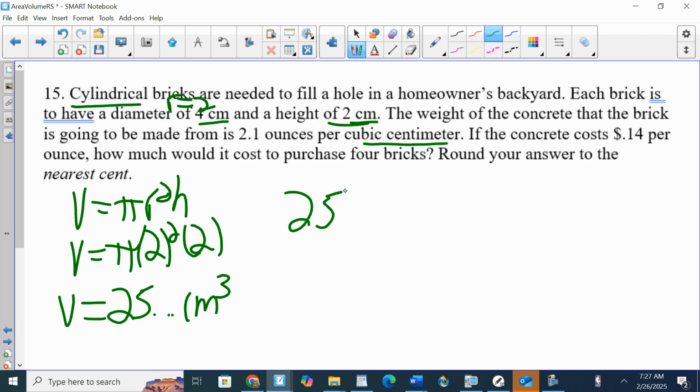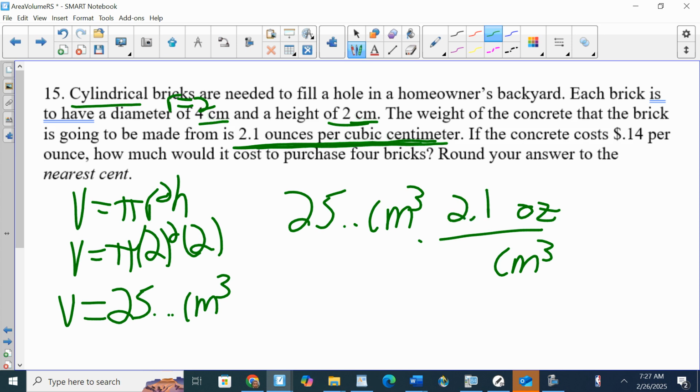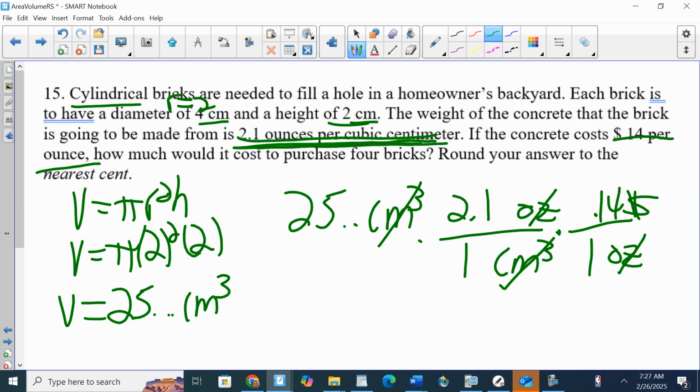Now I take my volume and I start my dimensional analysis. Cubic centimeters on bottom. I'm looking for cubic centimeters. There it is. I'm going from cubic centimeters to ounces. 2.1 ounces for 1 cubic centimeter. Now I have ounces. I'm done with that piece of information. 14 cents per ounce. So ounce is going to money. 0.14 is the money. 1 ounce. Whenever it says per whatever, it's one of them. All right, I have my cost. There's 4 bricks, so I multiply that by 4.